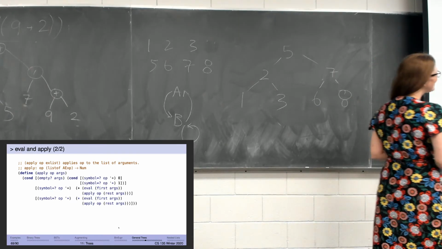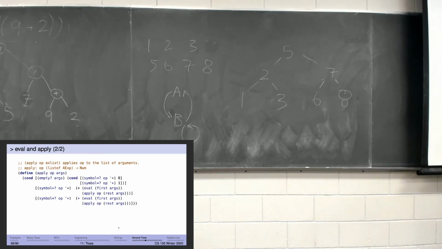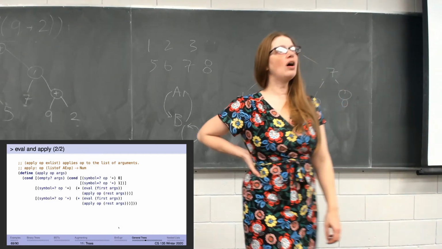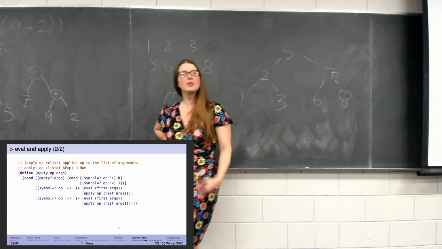Otherwise, if this is an add operator, we are going to add the results of evaluating the first child to applying the operator to the remaining children. And if it's multiply, we're going to multiply the results of evaluating the first child with applying the operator to the remaining children. Nasty little piece of code, isn't it? It's kind of tricky to follow through.